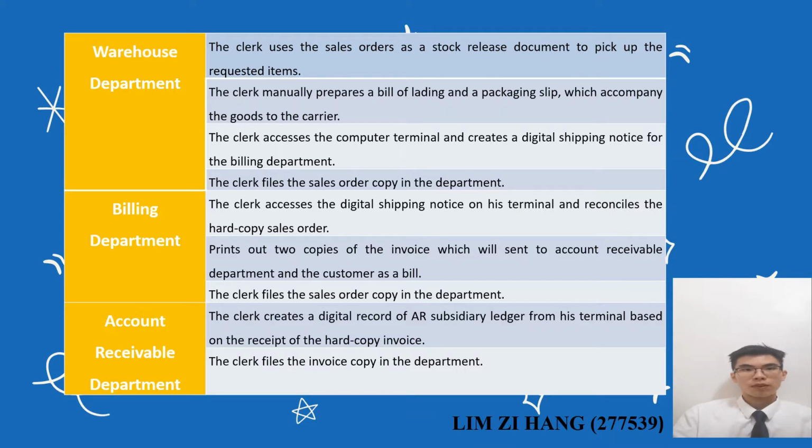The billing department clerk will access the digital shipping notice on his terminal and reconcile the hard copy sales order. And then he will print out 2 copies of the invoice, which will be sent to the account receivable department and the customer. After that, the clerk will file the sales order copy in the billing department.